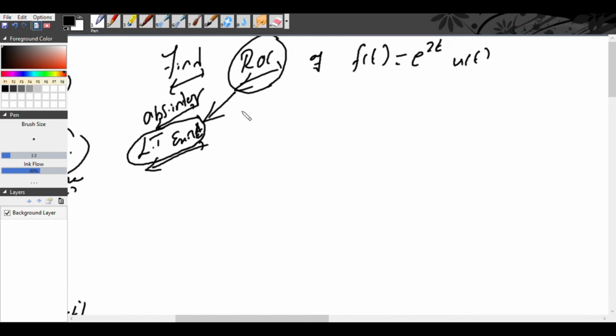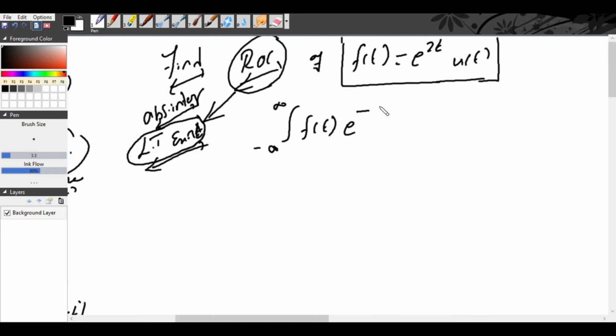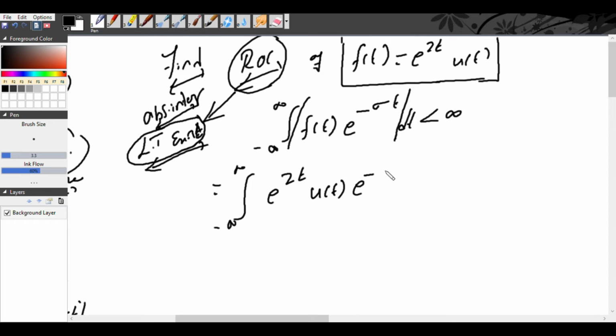Okay, so let's try to understand this by doing a problem. Let's try to find the region of convergence of this particular given system. As I said, the Laplace transform exists for this condition: the modulus of this should be lesser than infinite. So how can we write that? Minus infinity to infinity, what is f of t here? e power 2t u of t e power minus sigma t dt. This factor should be lesser than infinite.